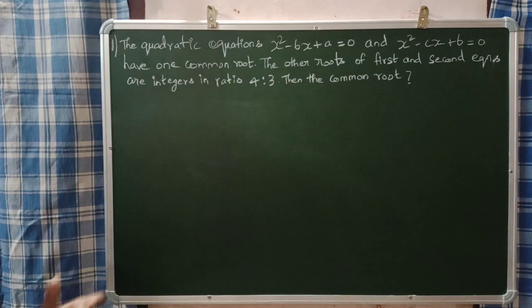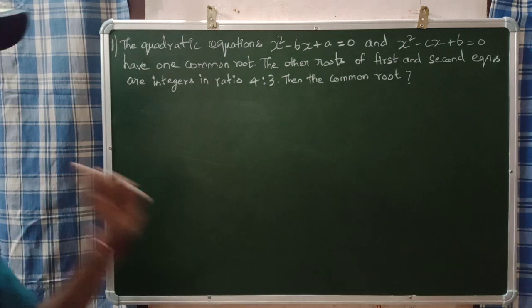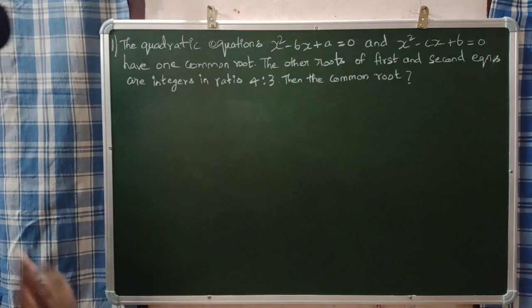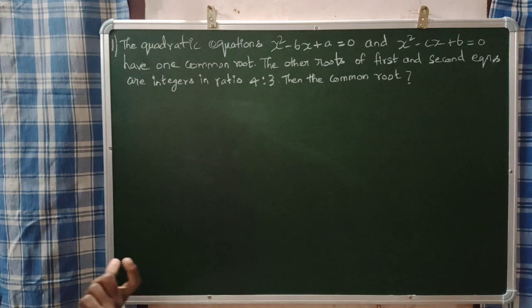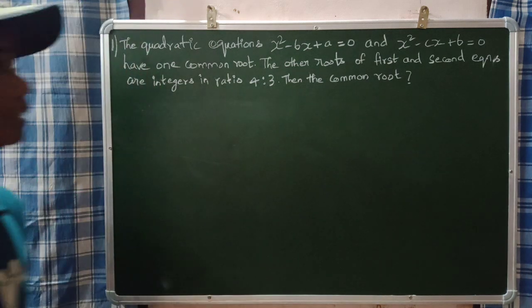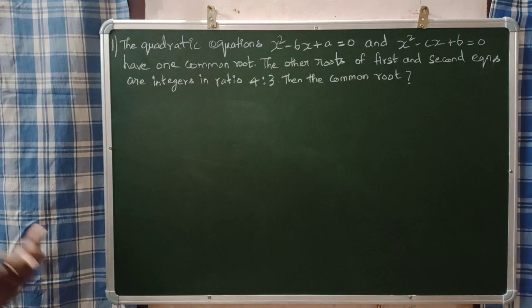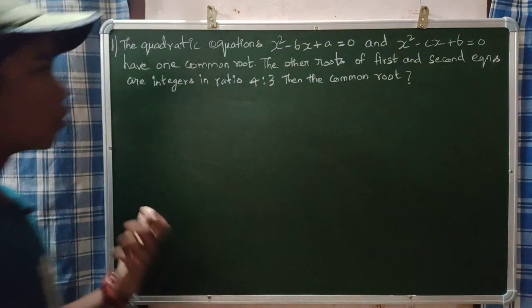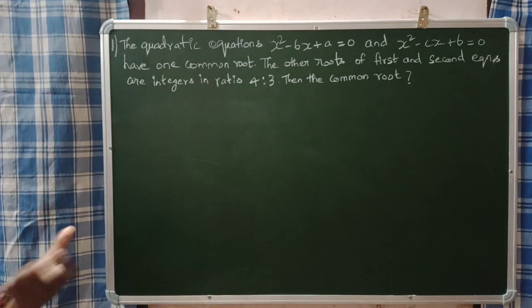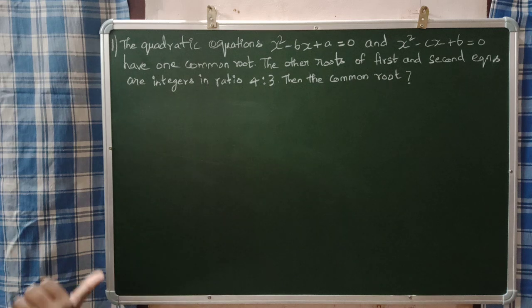The first question is: the quadratic equations x square minus 6x plus a is equal to 0 and x square minus 3x plus 6 is equal to 0 have one common root. The other roots of the first and second equations are integers in the ratio 4:3. Then the common root is what? So guys, this is the question.